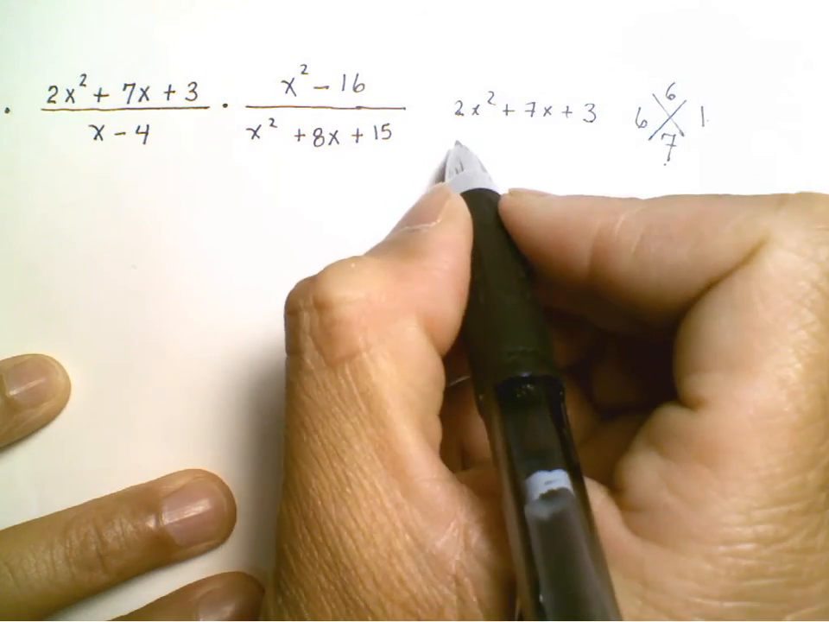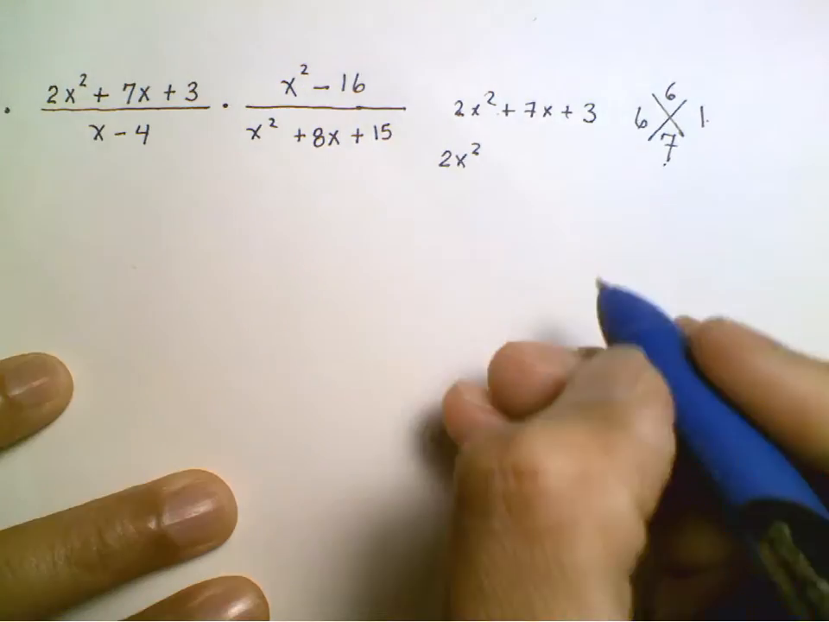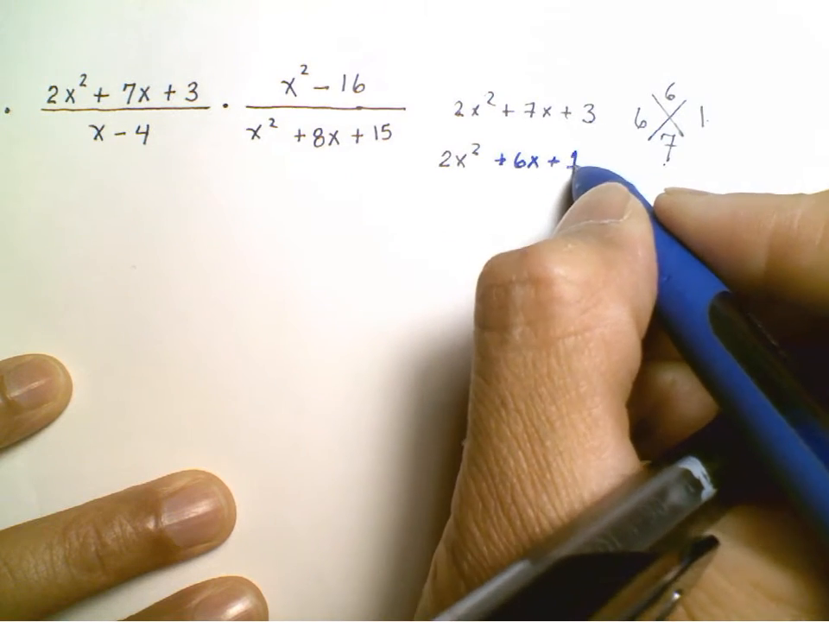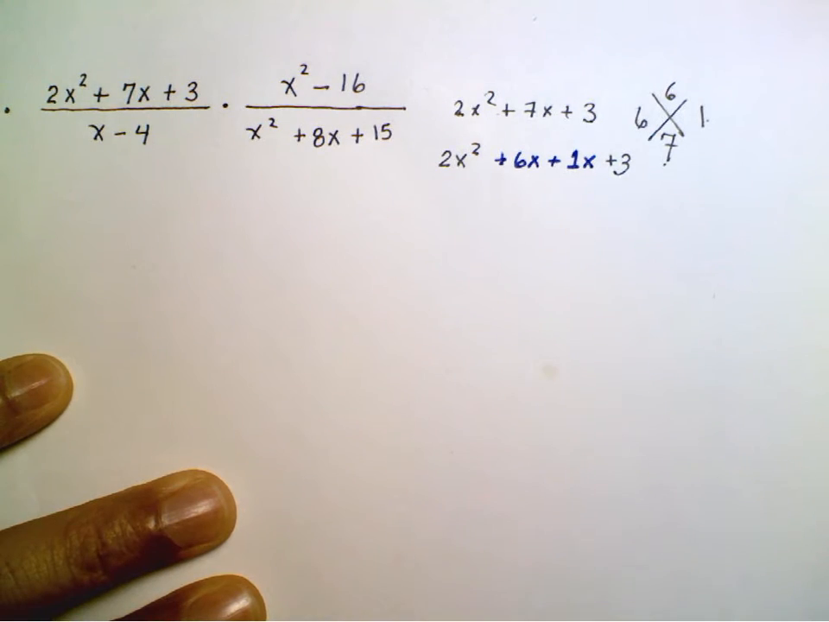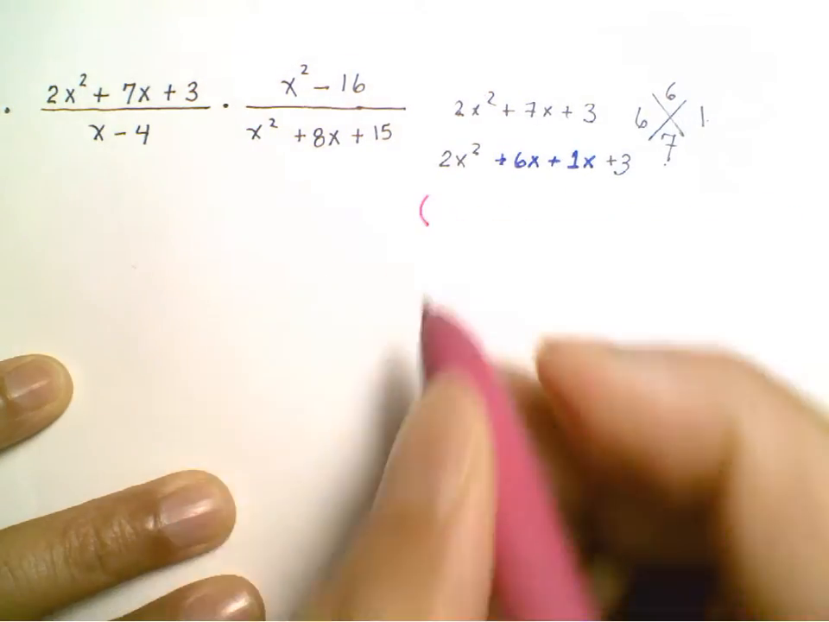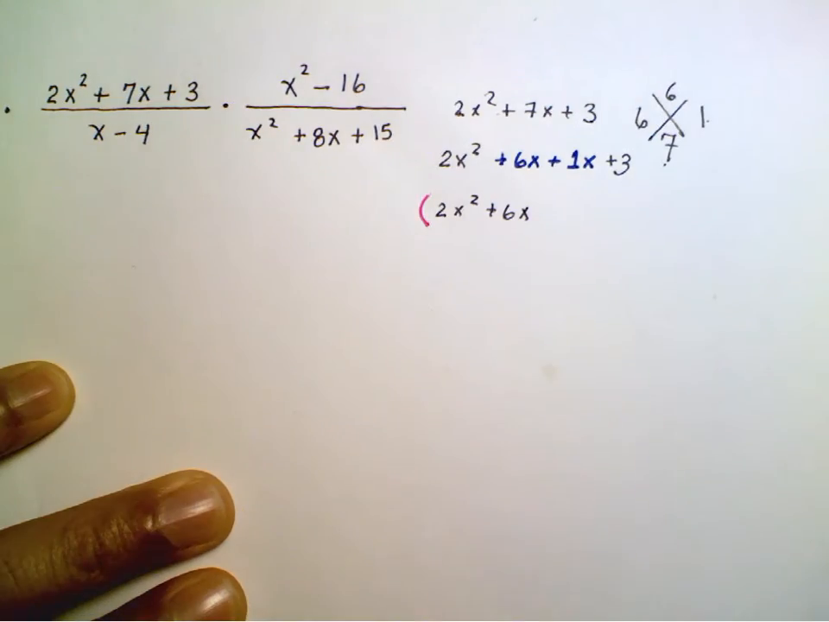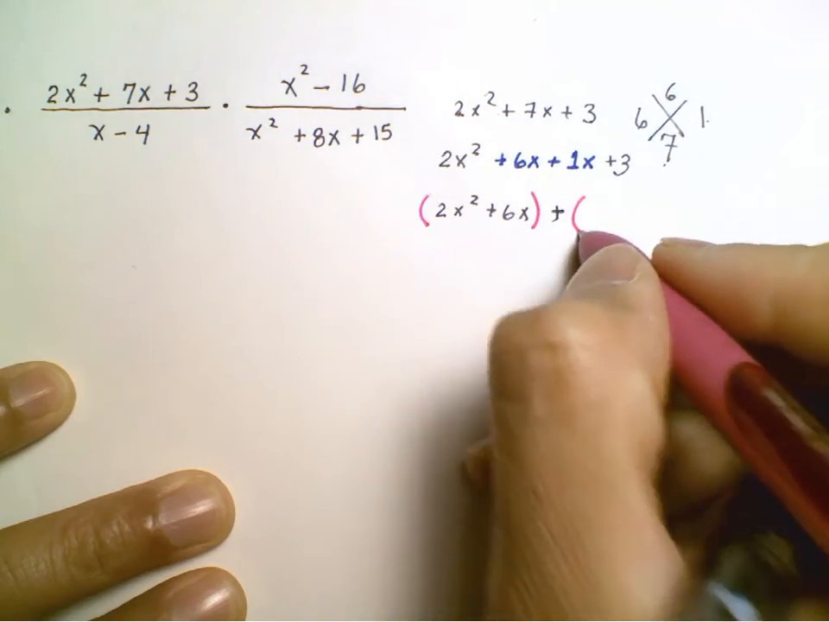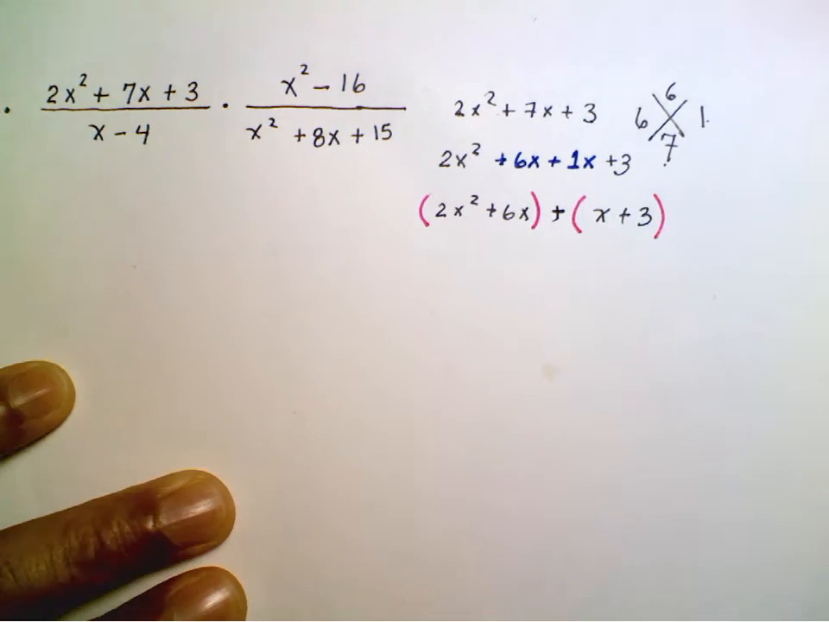Now let's factorize. We're going to use the grouping technique. So 2x squared plus 6x plus 1x. I'm going to write 1 plus 3. Then we are going to group the first two and the last two. So I have 2x squared plus 6x, close parentheses. Then you separate those parentheses by a positive sign. Then you're going to have x plus 3 and close parentheses.